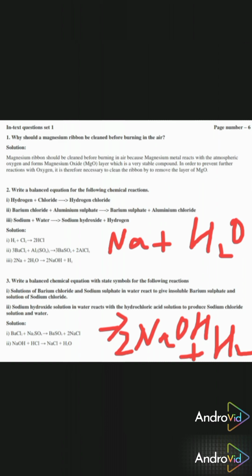Now for Na also it becomes 2 on the product side, so we multiply on the reactant side by 2 for Na. But for H also, 2 times it is multiplied in NaOH. So we have to multiply by 2 on the reactant side for H2O as well. So the answer would be 2Na plus 2H2O would give 2NaOH plus H2.